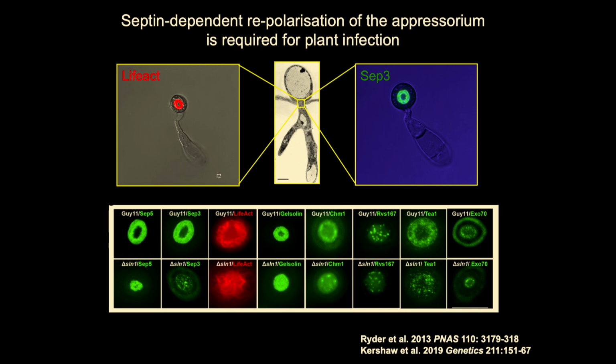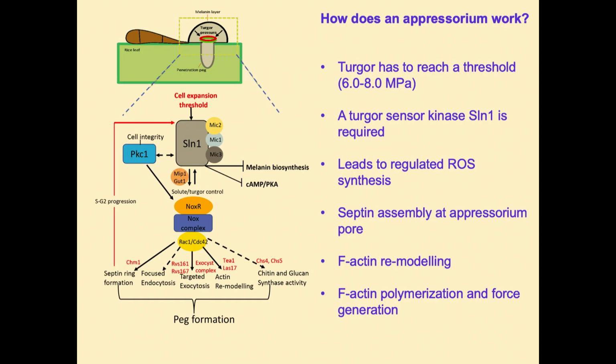And these proteins are all involved in repolarization, either polarized exocytosis through elements of the exocyst complex, Tea1 involved in actin polymerization, and Rvs167 involved in endocytic activity. So all of these processes are involved ultimately in the appressorial repolarization process. But when we take out our putative sensor kinase, then we can see they're all mislocalized. So the septins don't recruit properly, and we see none of that organization of those structures at the base of the appressorium.